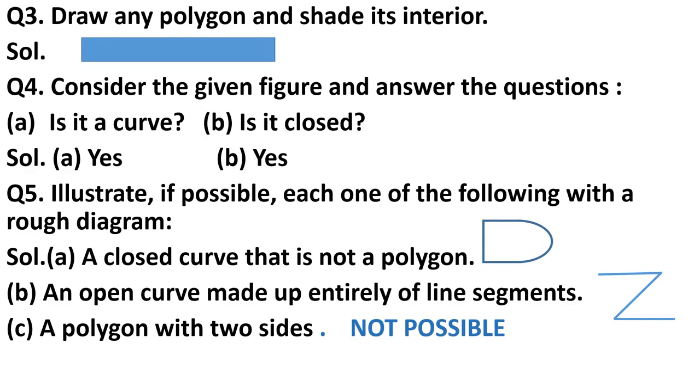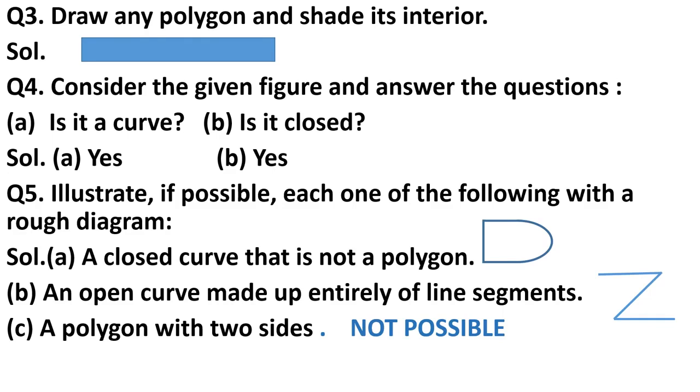Fifth, illustrate, if possible, each one of the following with a rough diagram. Okay, you have to make the rough diagram. A closed curve that is not a polygon. You have to make a figure of a closed curve, but it will not be a polygon. Closed curve is fine, but for a polygon we want it made up only of line segments. So here we will make one figure which is closed but not made entirely of line segments.